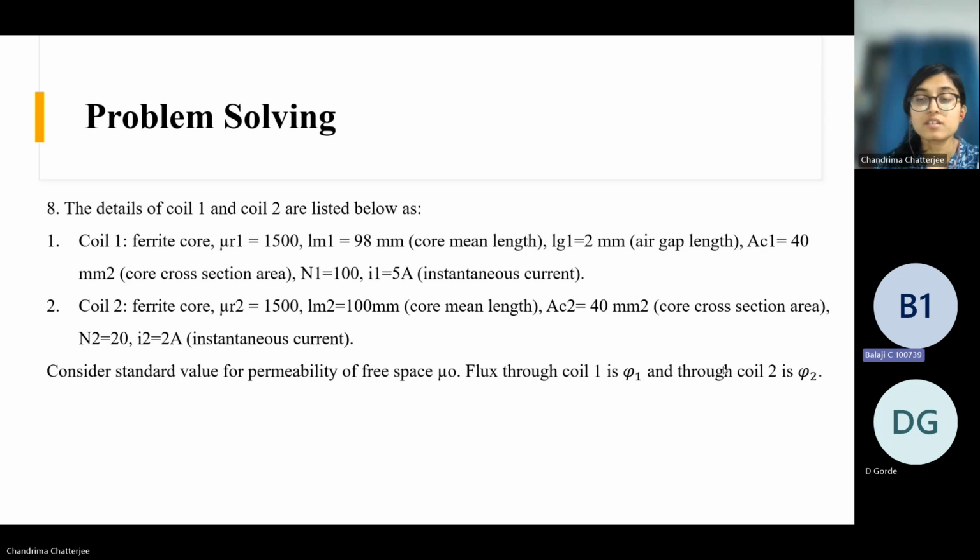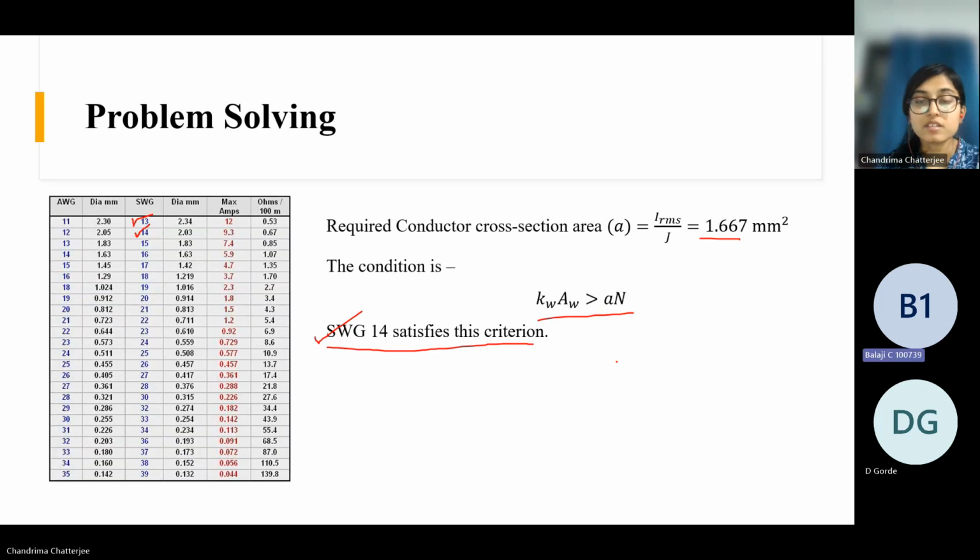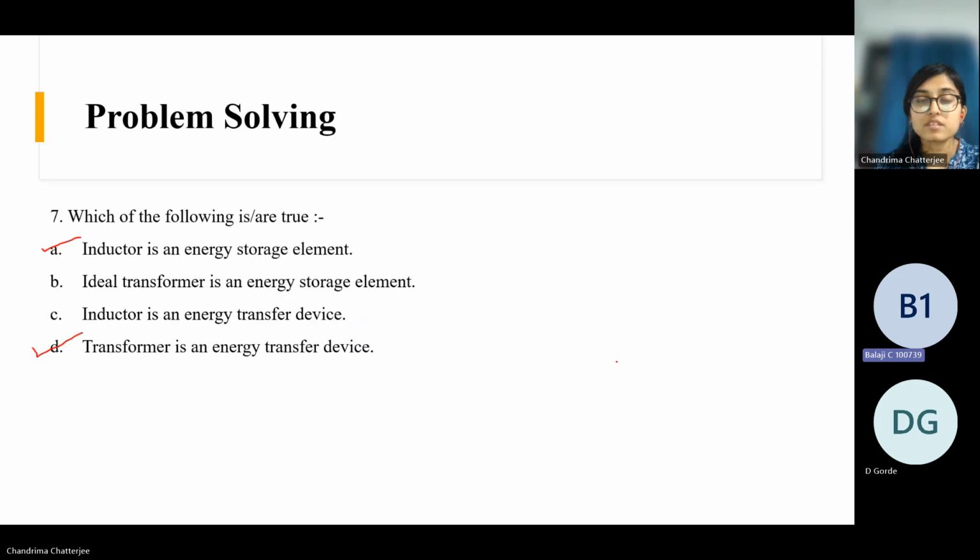Ma'am, what is KFE? KFE means what? It is not in the slides. I'm just asking. Like you have given K_w here, similarly KFE is there. K and in the suffix there is FE. What could it be? Mm, I am not familiar with this term actually. Okay, ma'am. KFE, I don't know.